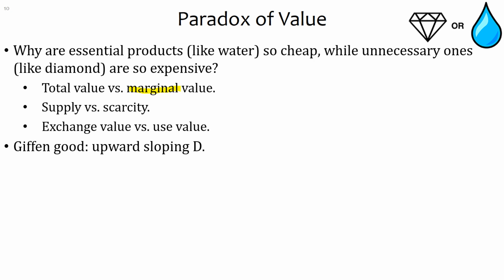There is something called the Giffen good. You might see it elsewhere. Giffen good is kind of like a bizarre good. It's an exception where the demand curve would slope upward. Now, upward sloping demand curve means a positive correlation.